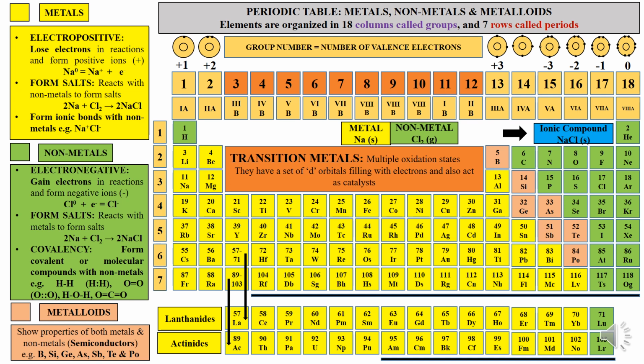Because of their variable oxidation states, it is very difficult to give the exact number of valence electrons in case of the transition metals. And that is why they are categorized as transition metals. Transition metals have a set of d orbitals filling with electrons, and they also have an ability to act as catalyst.